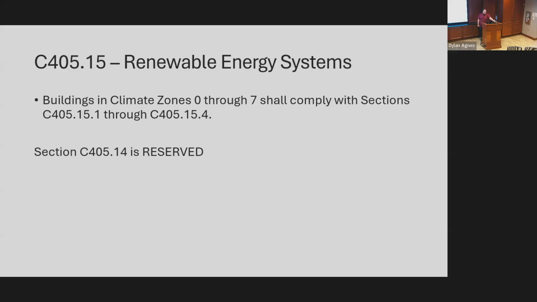So, renewable energy system. If you go through the code and see sections like C405.14 is reserved, below that you're probably going to see something that says title and then control function. Basically, what this sets up is a guideline for how we would like you to control this. And the one that's reserved is a hint saying, hey, next cycle we're going to put something in that says it's required, and it's required for these buildings or these space types, etc. And then this is how we want you to control it.